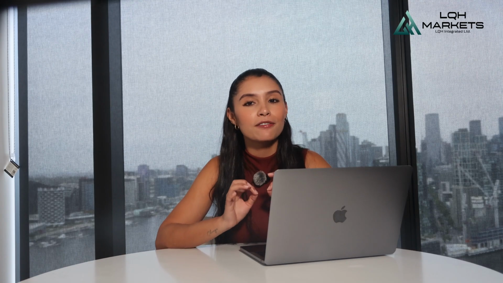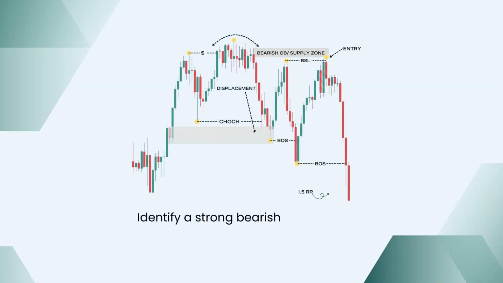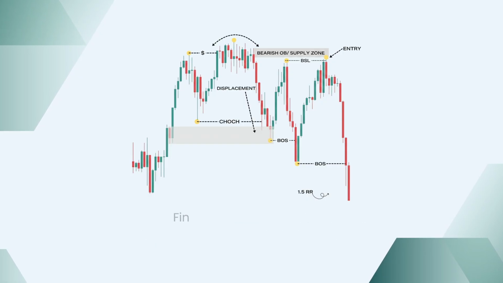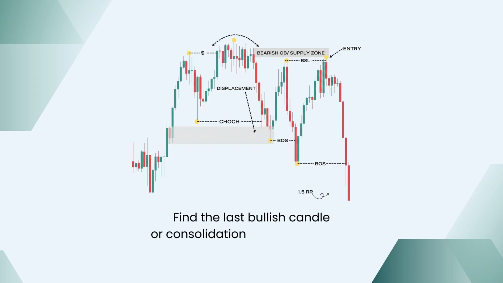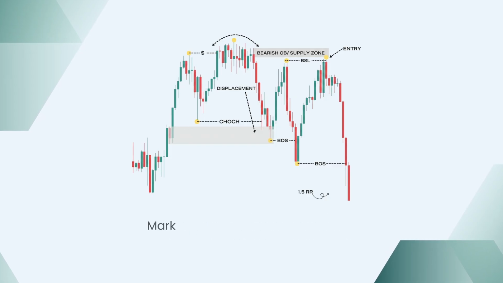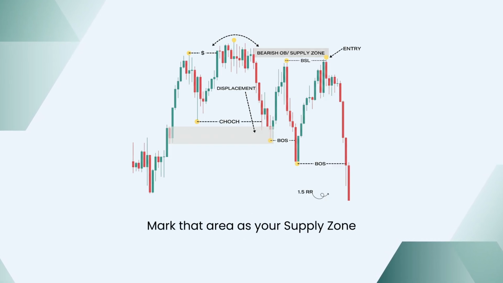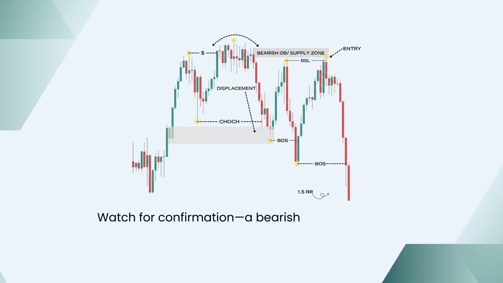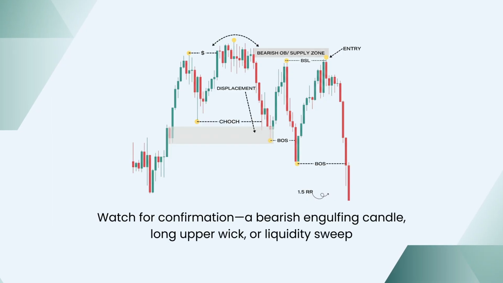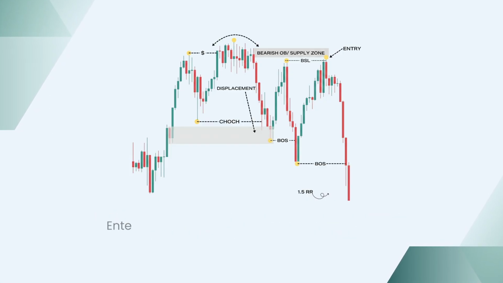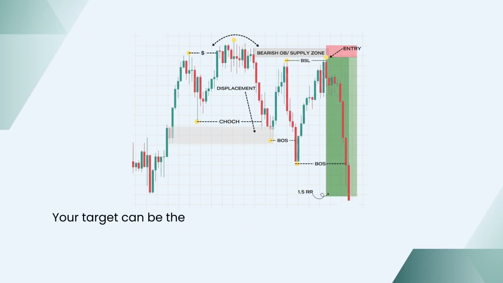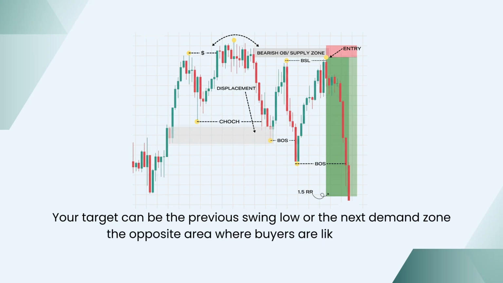Here is a simple and effective approach. Identify a strong bearish displacement, a big drop that breaks previous structure. Find the last bullish candle or consolidation before that move. Mark that area as your supply zone. Wait for price to retrace into it. Watch for confirmation: a bearish engulfing candle, long upper wick, or liquidity sweep. Enter short, placing your stop just above the zone. Your target can be the previous swing low or the next demand zone, the opposite area where buyers are likely waiting.